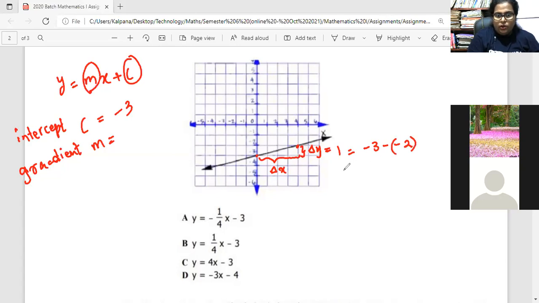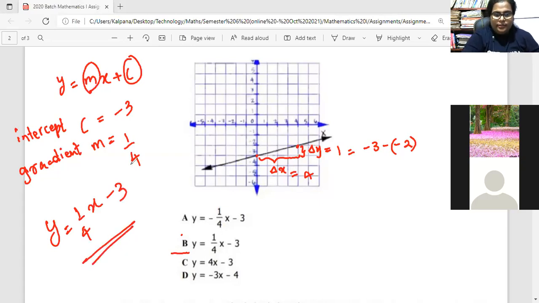So it is 1, and you take delta x here as 4. You can see the gradient of this graph is 1/4. So you can take the answer as y equals 1/4 x -3 for this one.